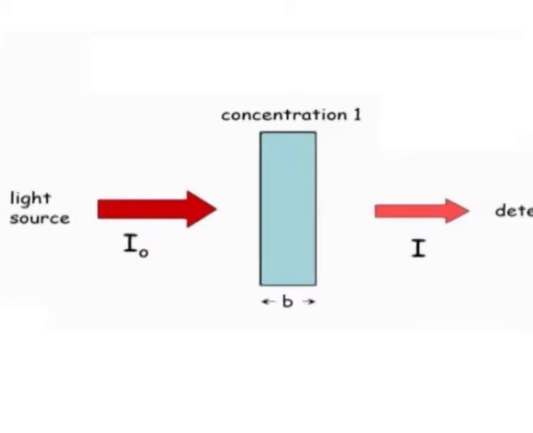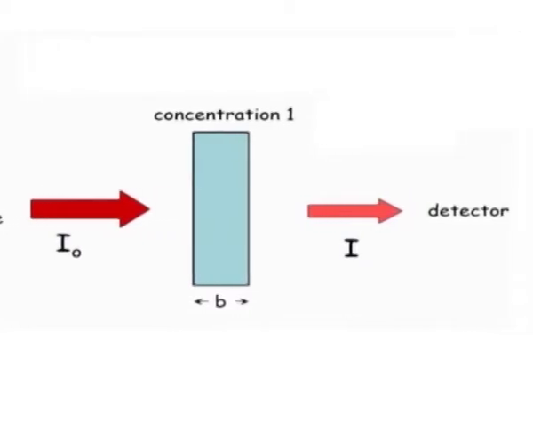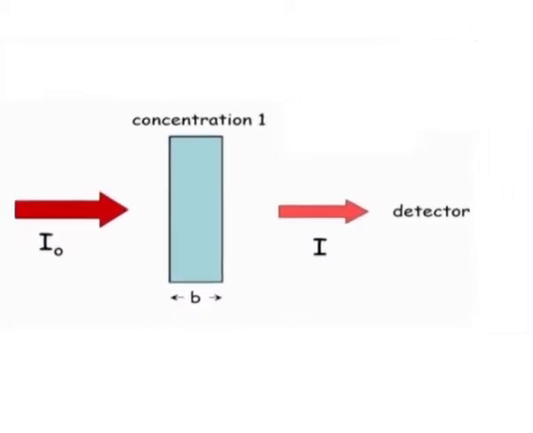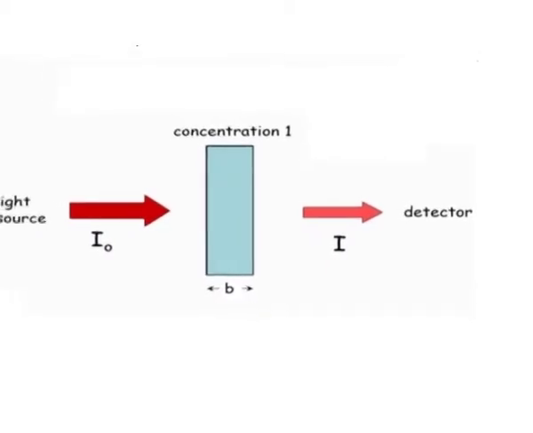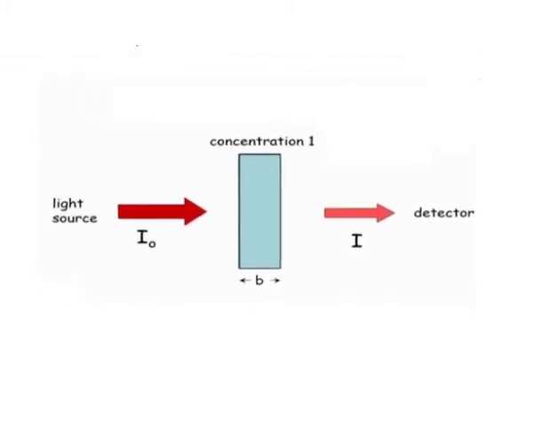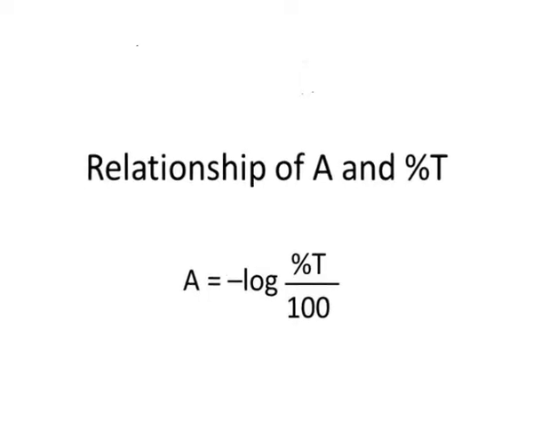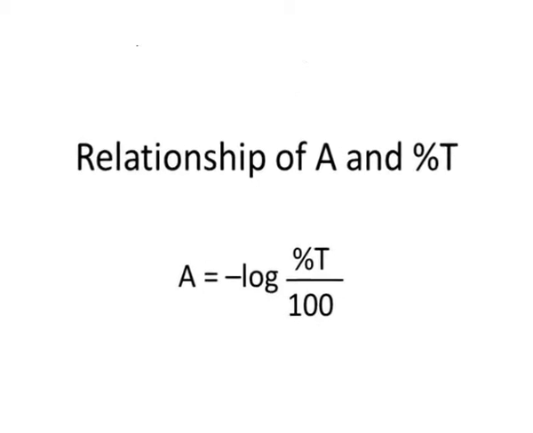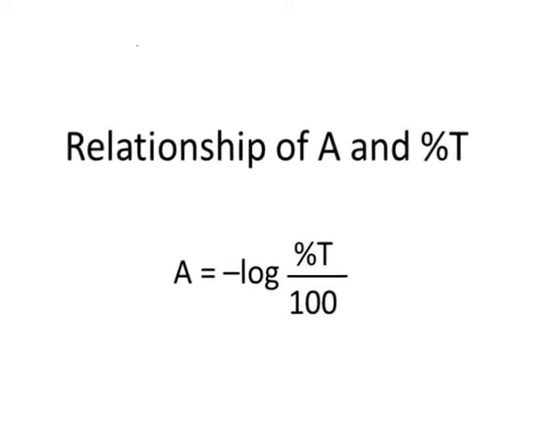It measures the intensity of light passing through a sample, I, and compares it to the intensity of light before it passes through the sample, denoted by I0. The ratio I/I0 is called the transmittance and is usually expressed as a percentage, that is %T. The absorbance A is based on the transmittance. A = −log (%T/100%).